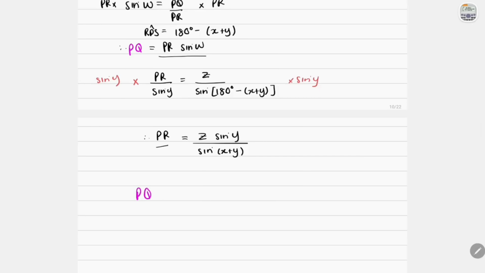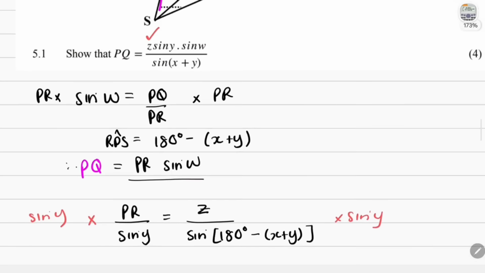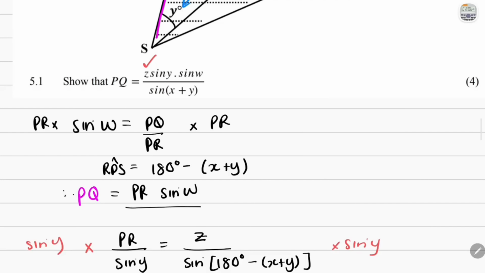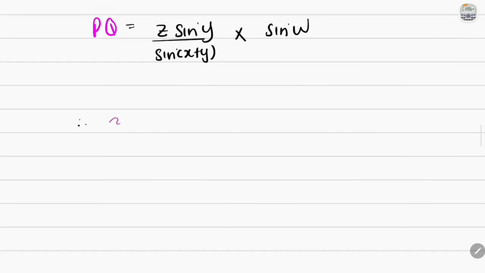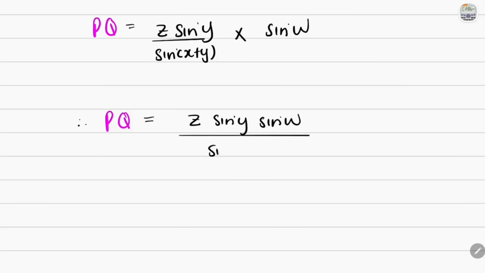So we were saying that PQ is equal to PR times sine W. So PR is all of this. So that is Z sine Y over sine X plus Y, and then multiplied by sine W. And finally, just simplify. I'm just making sure I'm putting it in the same order. Yes, sine Y and then sine W. And so finally, PQ is simply equal to Z sine Y sine W all over sine X plus Y. And that is our answer.